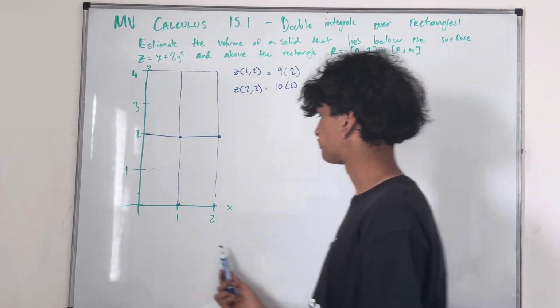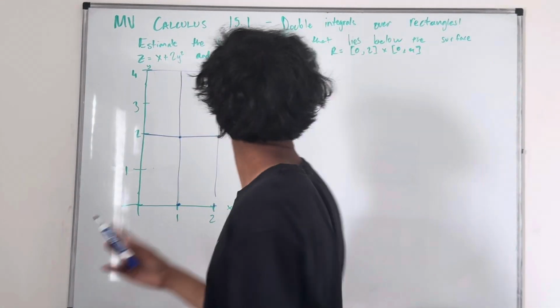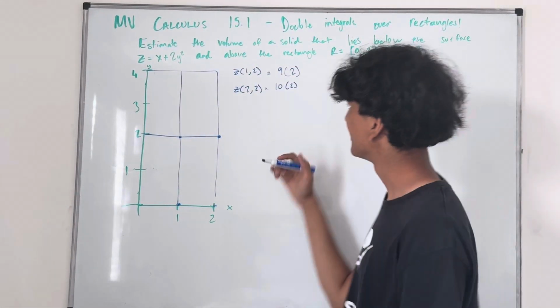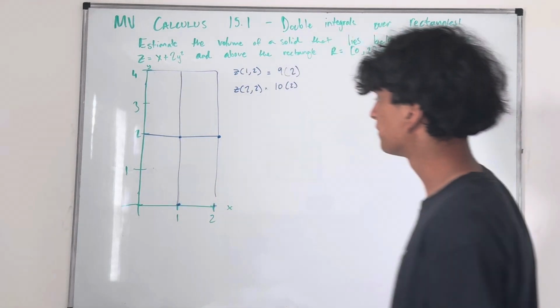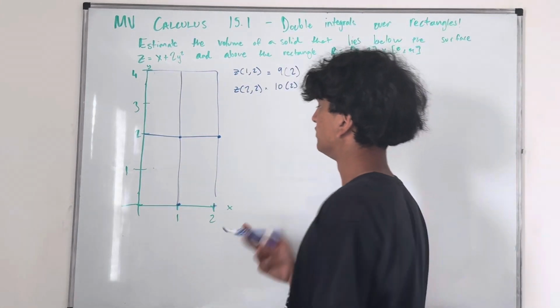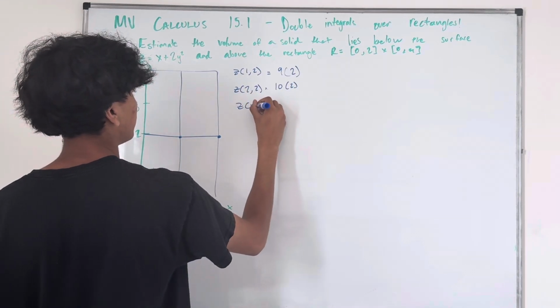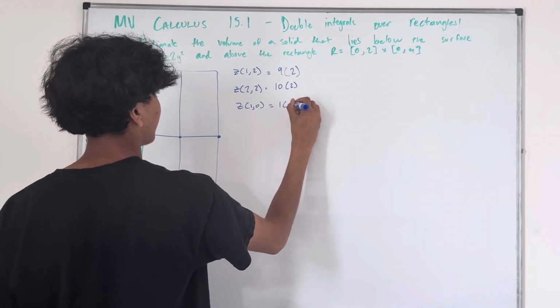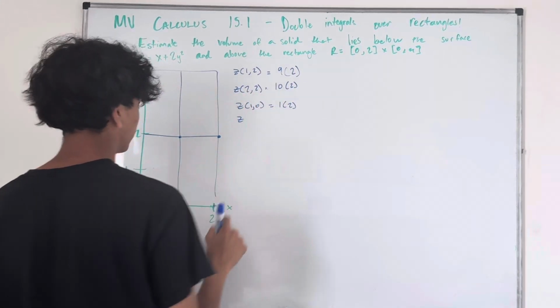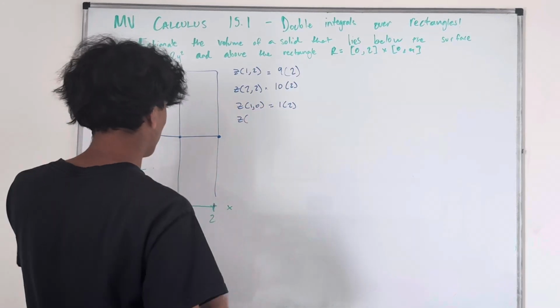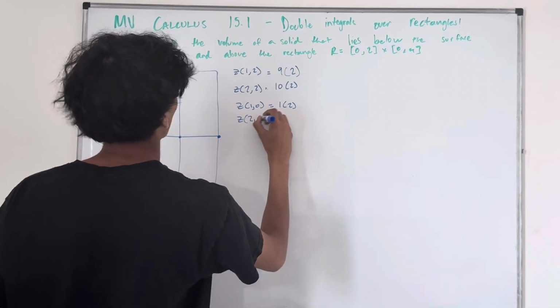I might have written this wrong. Oh, no, I wrote that right. Okay, never mind. And then for this right here, I'm doing 1 and 0. So z of 1 and 0. That's pretty simple. That's just 1 times 2. And then for the last lower right corner, we're doing 2 and 0, which is pretty simply 2.